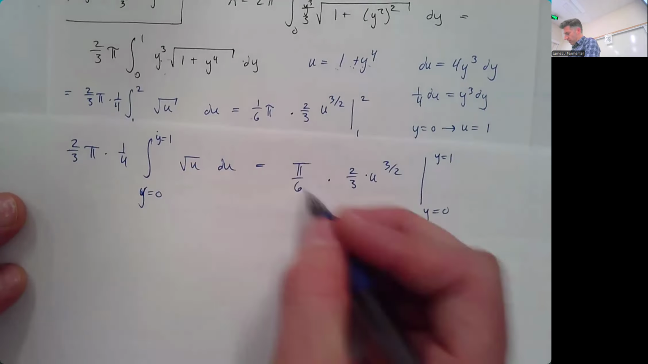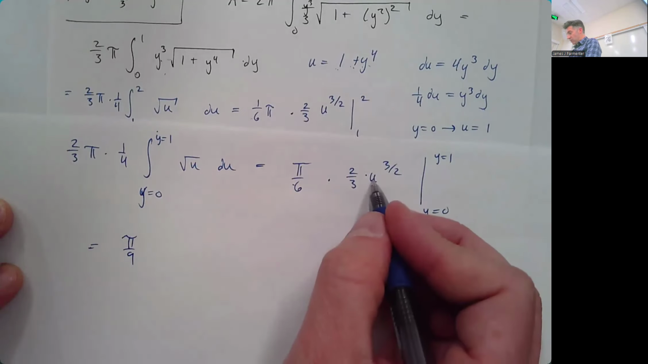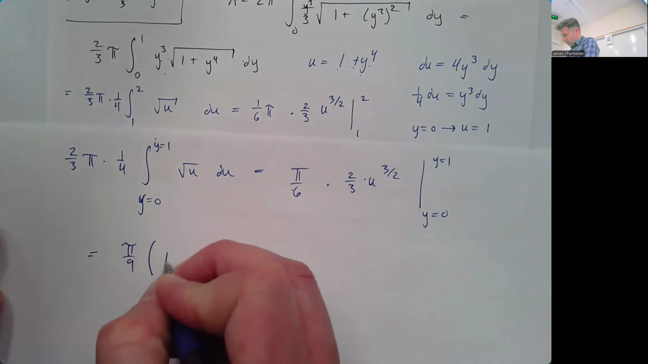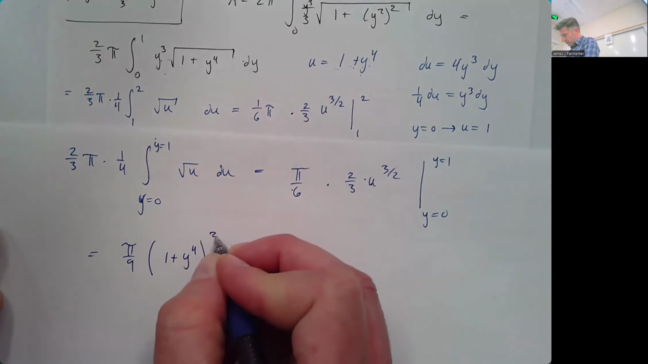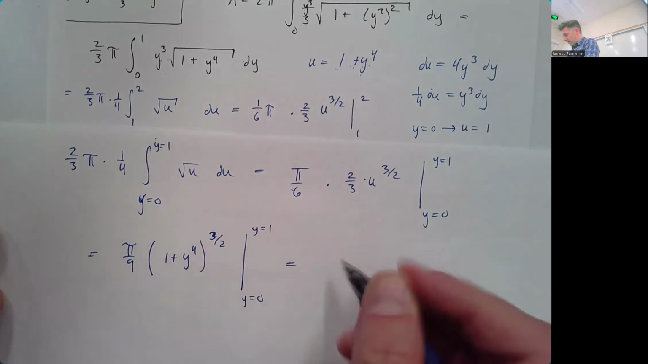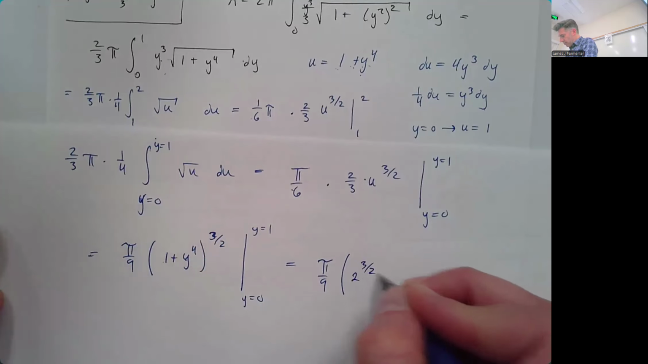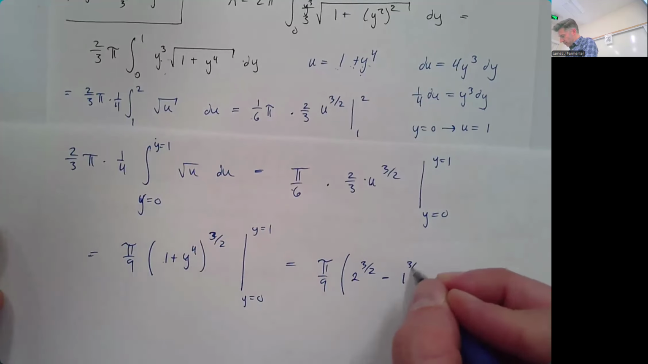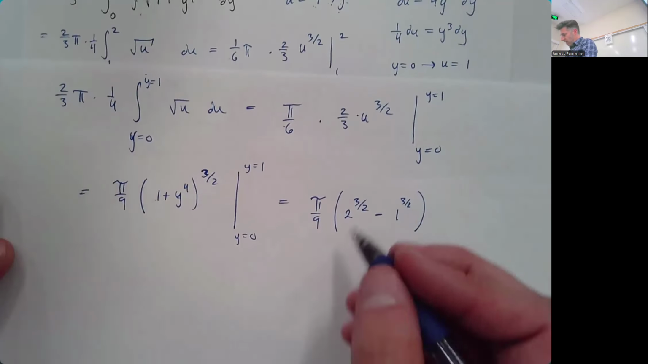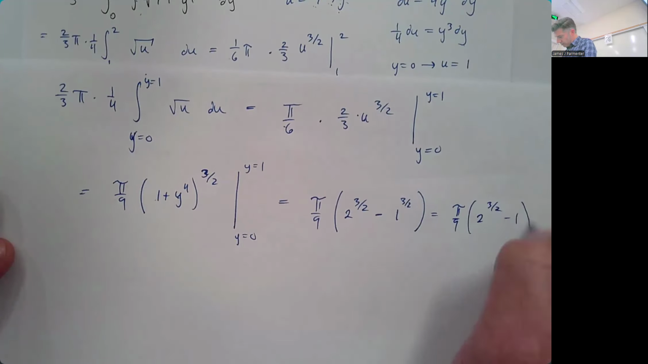And then simplifying further, pi over 6 times 2 over 3 is pi over 9. And then we plug back in the fact that u is equal to 1 plus y to the 4th. So we end up getting 1 plus y to the 4th to the 3/2 evaluated from y equals 0 to y equals 1. And then we can plug in and get pi over 9 times 1 plus 1 to the 3/2 minus 1 plus 0 to the 3/2, which is the same answer we got before. And again, I would simplify. I would not write 1 to the 3/2. I would write pi over 9 times 2 to the 3/2 minus 1.